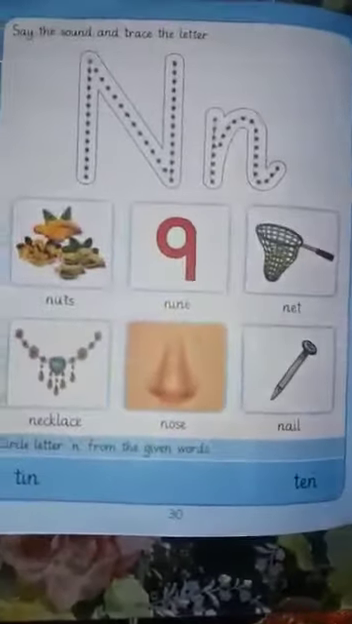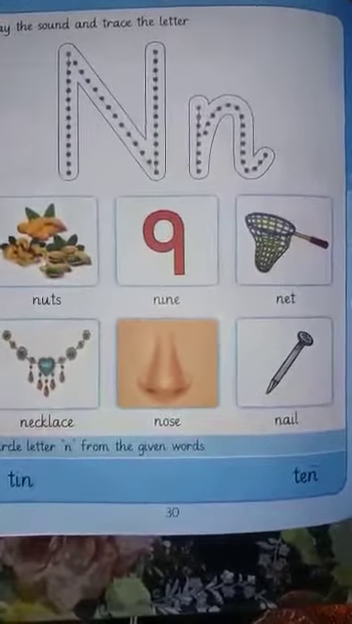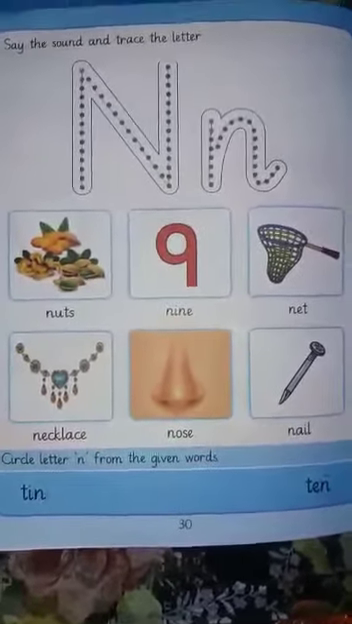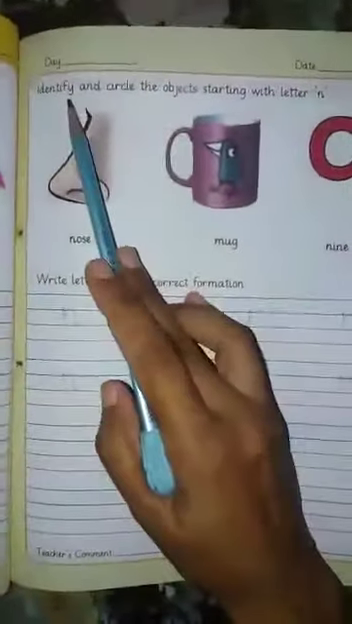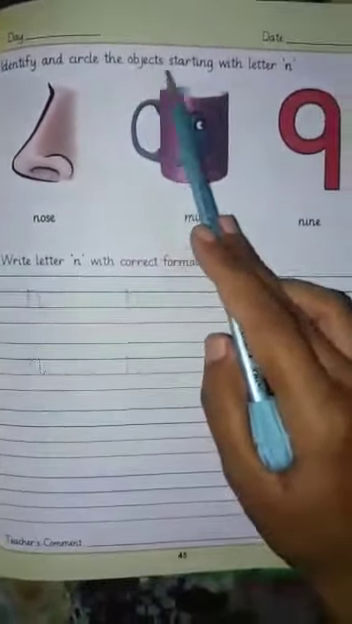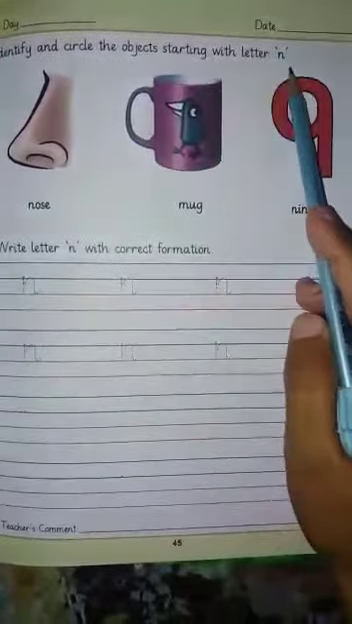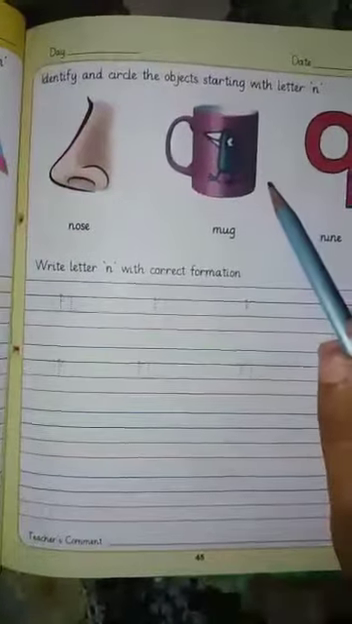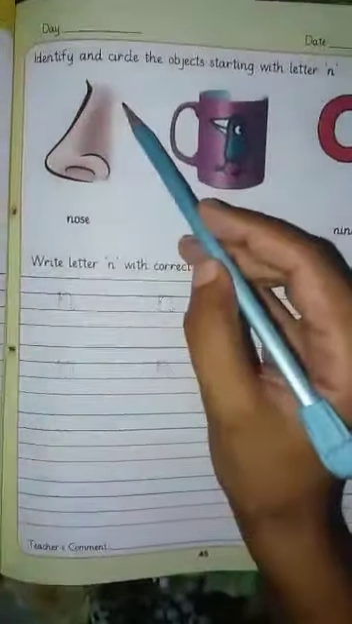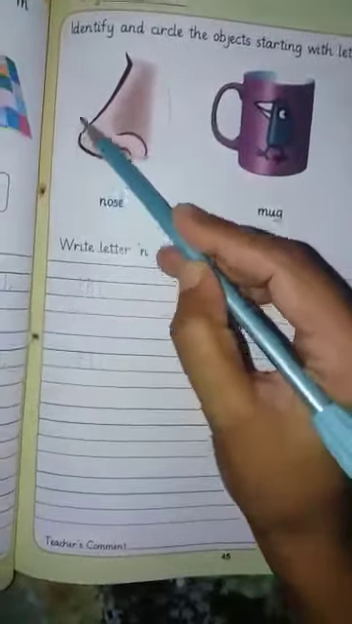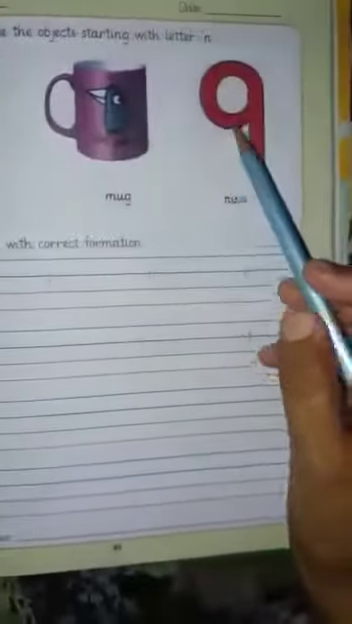So students, you will learn this letter 2 or 3 times at home, and now you will open your English activity book, page number 45. Firstly, identify and circle the object starting with letter N. So you will circle the picture of nose and nine.